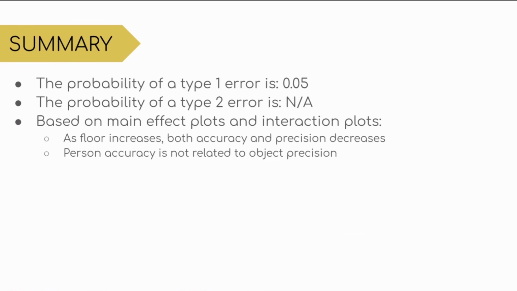The probability of a type 1 error is 0.05, as our significance level was 0.05, and the probability of a type 2 error is not applicable in this setting, as the tests we were running didn't have a power. Based on the main effect plots and interaction plots, it appears that as floor increases, both accuracy and precision decrease, as well as person accuracy is not related to object precision.